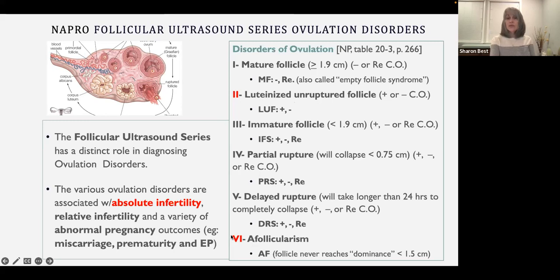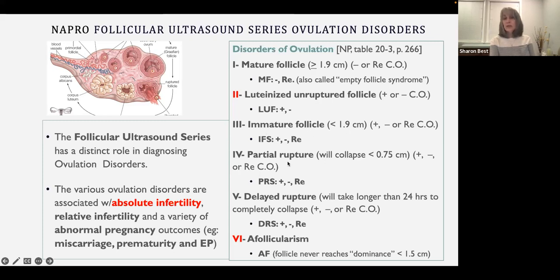We also are looking for afollicularism, which means that her follicle never even reached 1.5 centimeters. Both of these are absolute infertility. The other disorders that you see written here are relative infertility. So we may have a mature follicle, but it doesn't have an egg inside. And the reason this is relative is because sometimes this egg is just not seen on the ultrasound. We can have an immature follicle that never reaches 1.9 centimeters. And we know that this is a relative infertility.